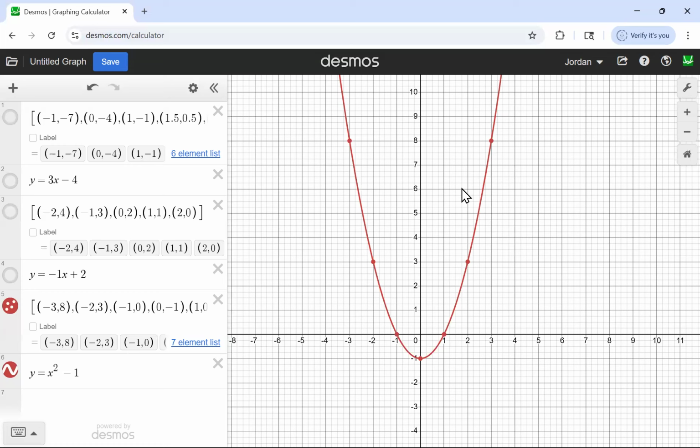Obviously, this is not a straight line. This figure is called a parabola, and we'll look more at parabolas later on in the course.